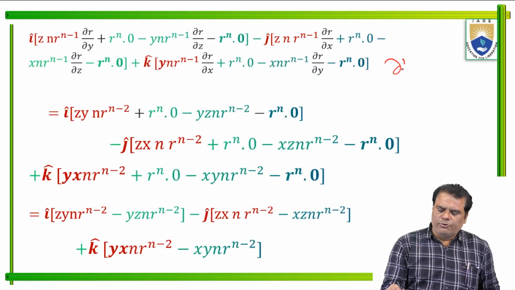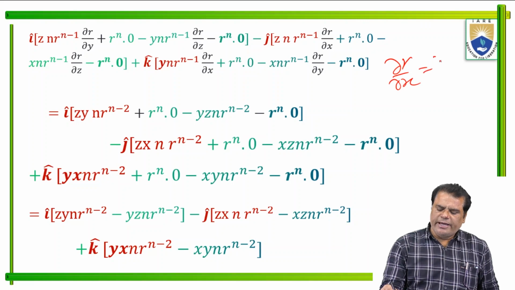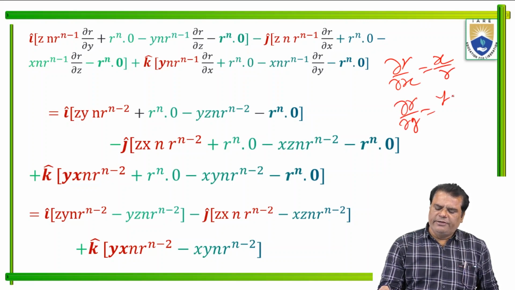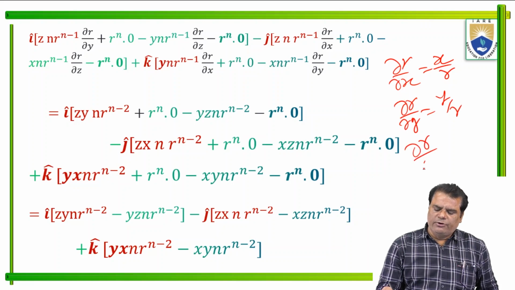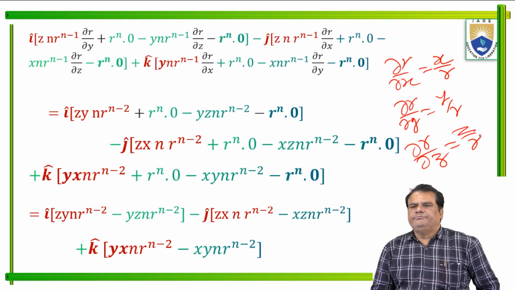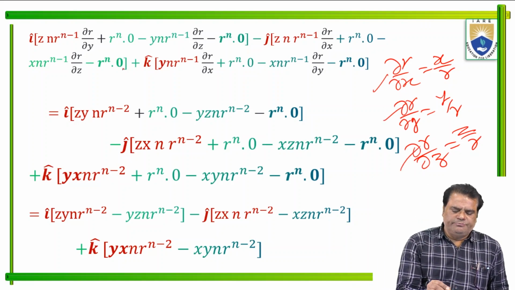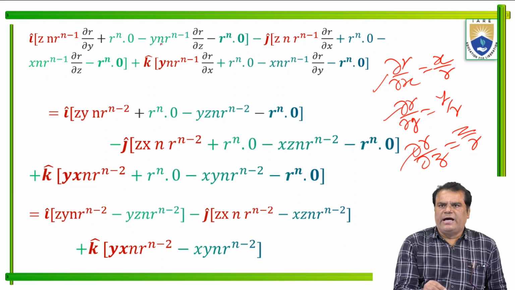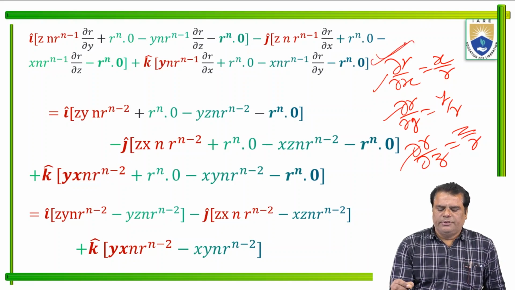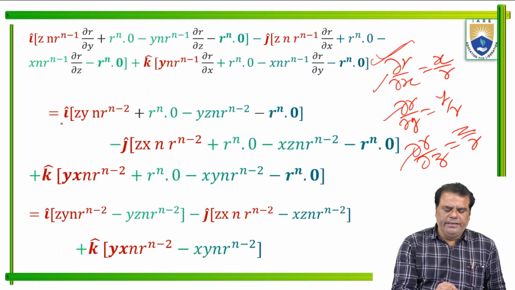So here ∂r/∂x is x/r, ∂r/∂y is y/r, and ∂r/∂z is z/r. After putting these three values here, we get the same equation as the last equation. Now putting the value of i, j, k.